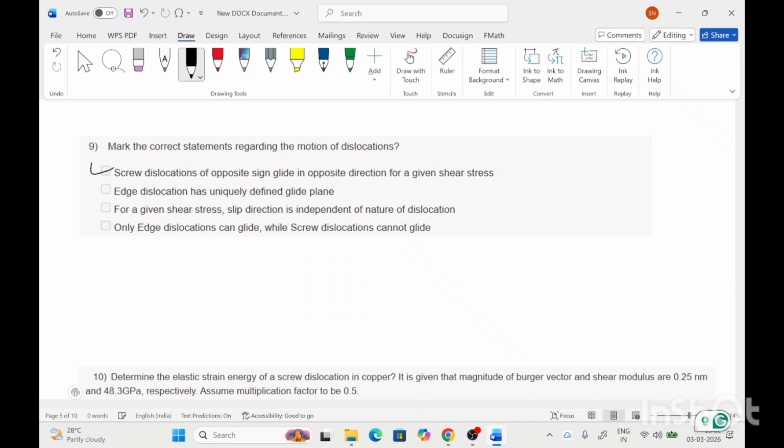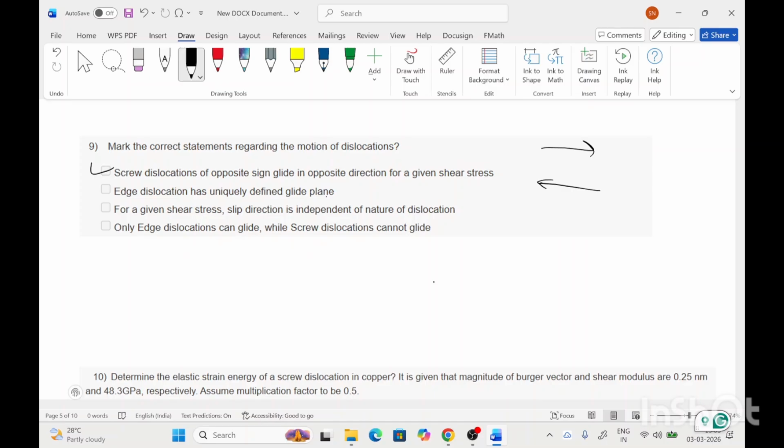Means the dislocation motion is generally done if we apply some stress. The shear stress generally helps in the movement of dislocation, or glide. So screw dislocations of opposite sign glide in opposite direction for a given shear stress. Edge dislocation has a uniquely defined glide plane. Means for edge dislocation, the primary glide plane is only one. But for screw dislocation, there can be infinite planes.